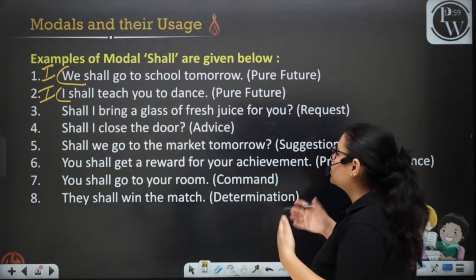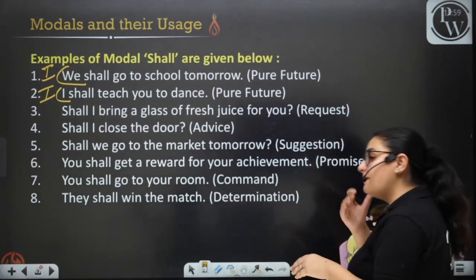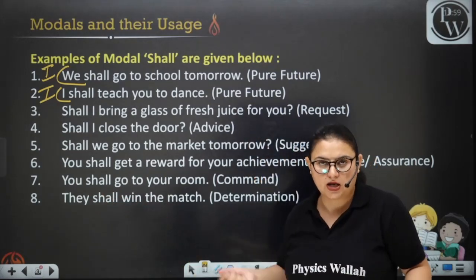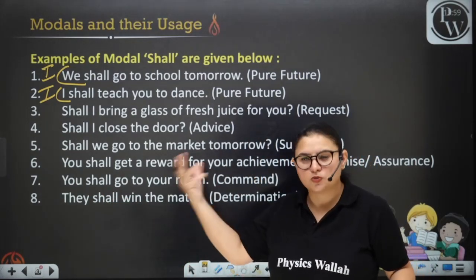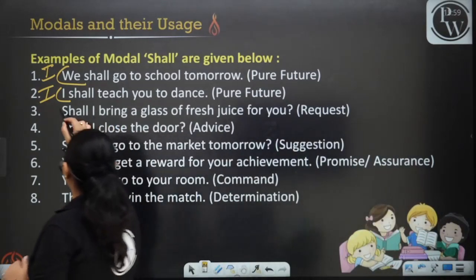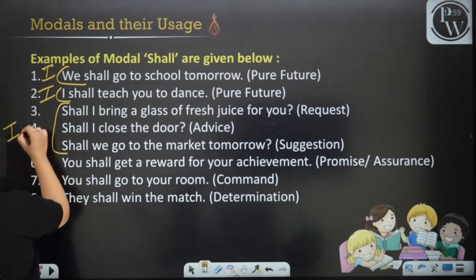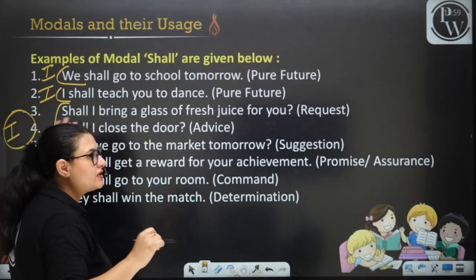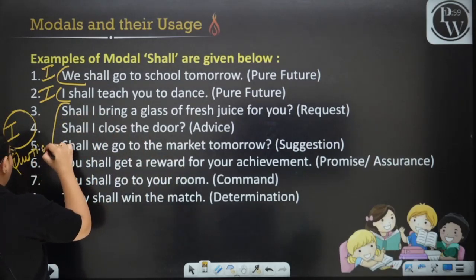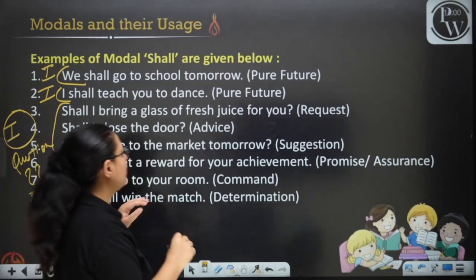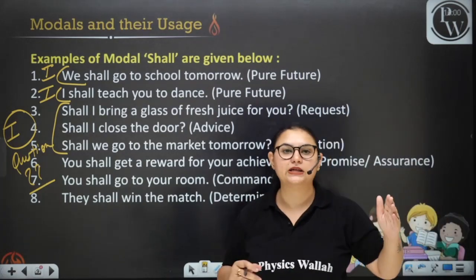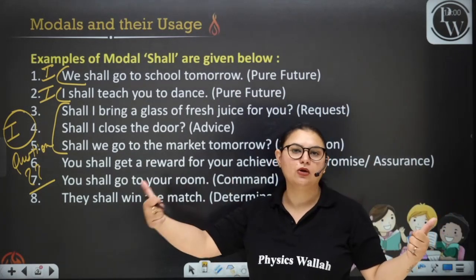Shall we go to the market tomorrow? This is a suggestion. Maybe he's asking that we should go to the market today, and you're saying, no, shall we go to the market tomorrow? This can be a suggestion. Now, in all these three sentences, we are using shall with the first person, but in the interrogative form, in the question form. In the question form, request, advice and suggestion is being asked by the first person. It can be I, it can be we.